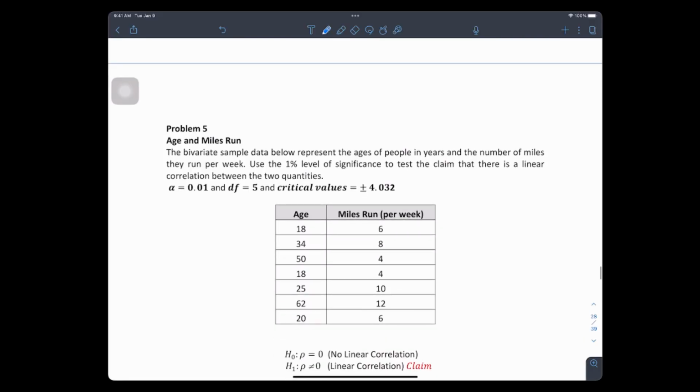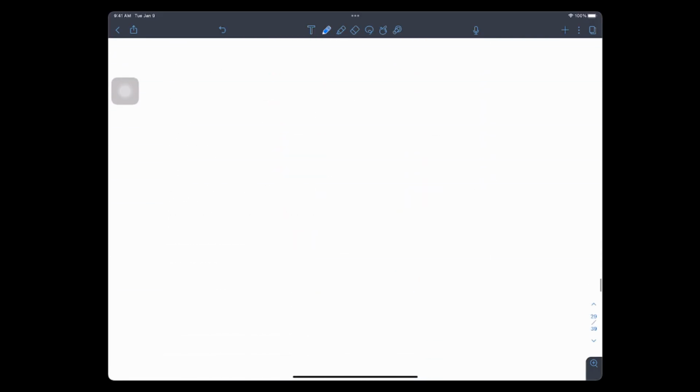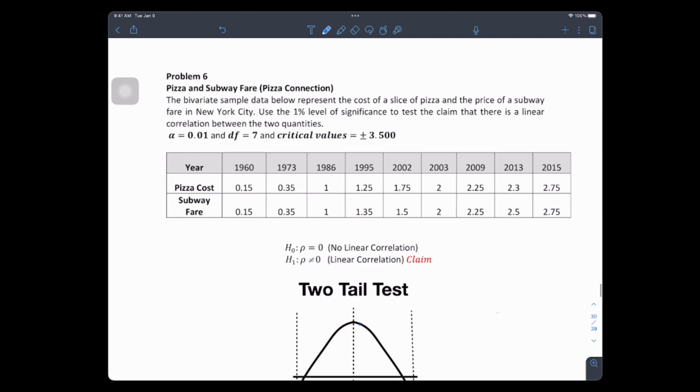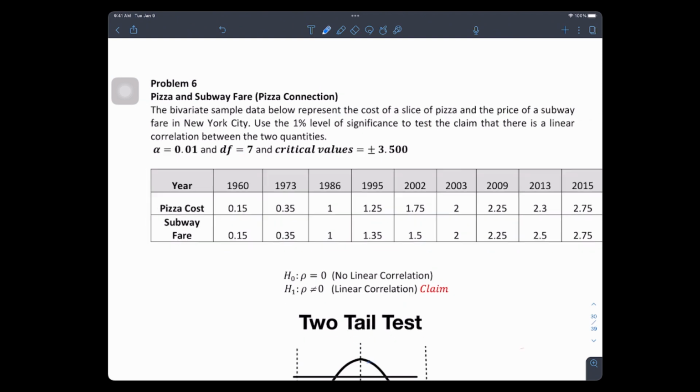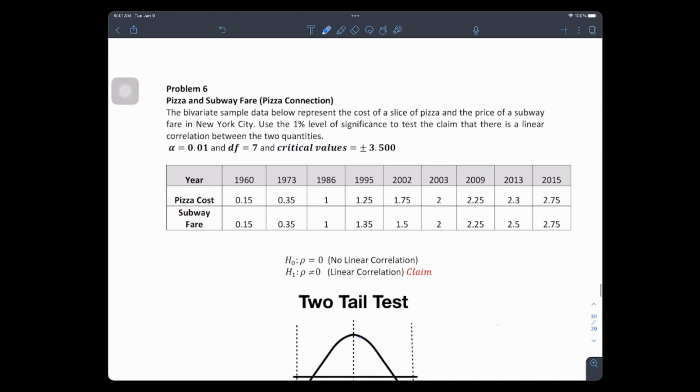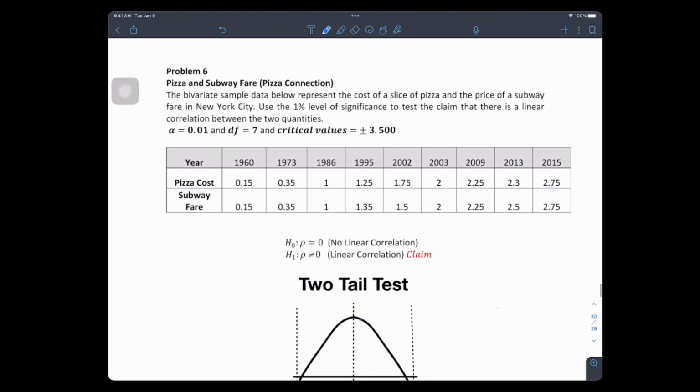Oh, ages and miles run. No. You know what I like? This very famous one. Pizza and Subway fare. Do you guys know? This is in New York. This is a very famous question. This bivariate sample data below represents the cost of a slice of pizza and the price of Subway fare in New York City. Very famous question.